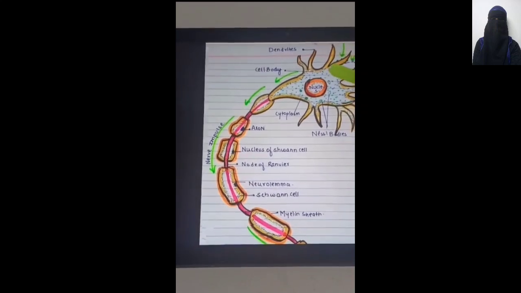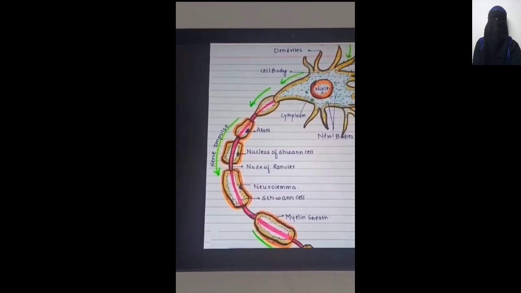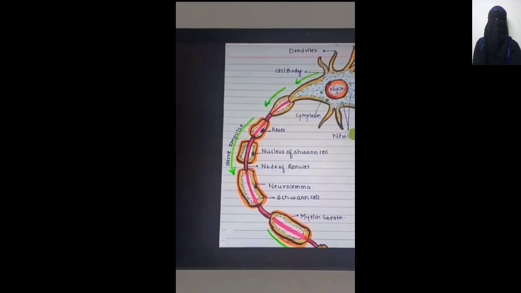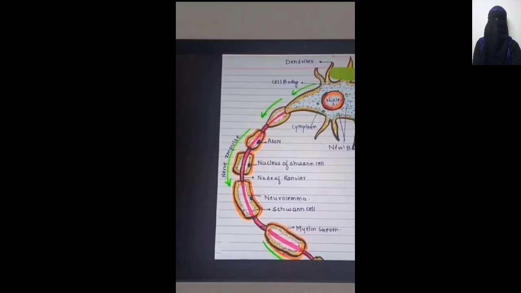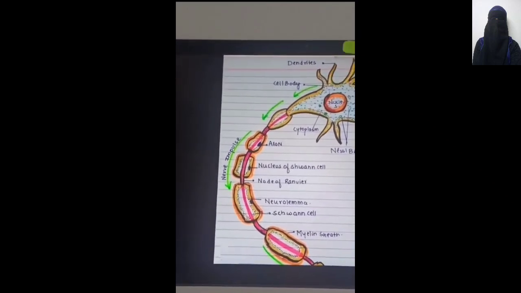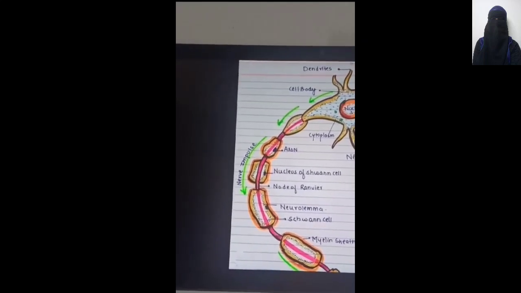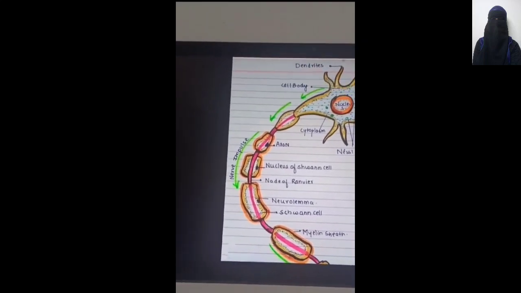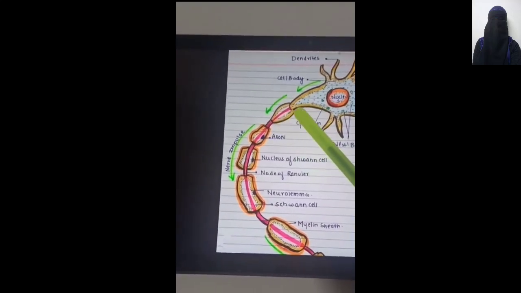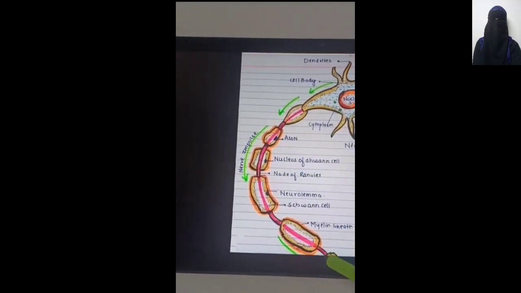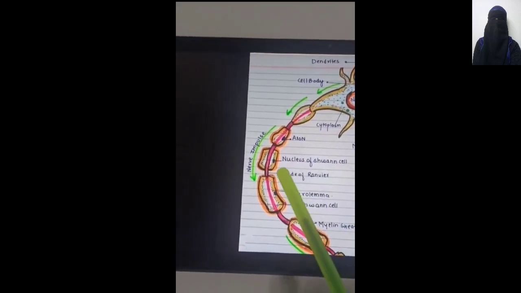The cell body consists of the nucleus, cytoplasm, and Nissl bodies, and it even has dendrites which receive impulses from another axon. There you can see the cell body, and this is the nerve impulse. From here the nerve impulse will be coming through the axon. So this is the axon and the nucleus of the Schwann cell. This is the node.